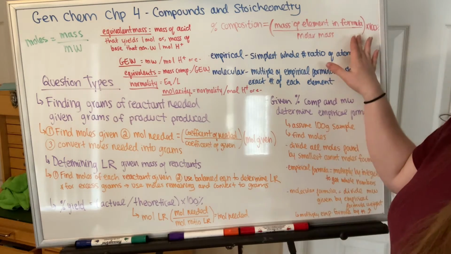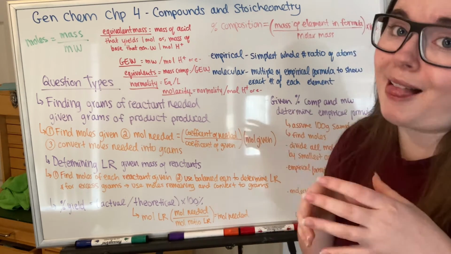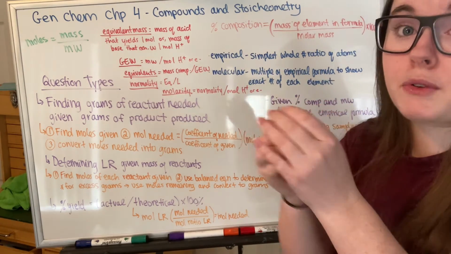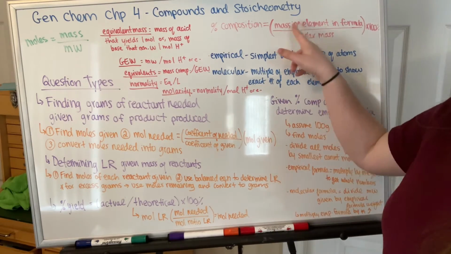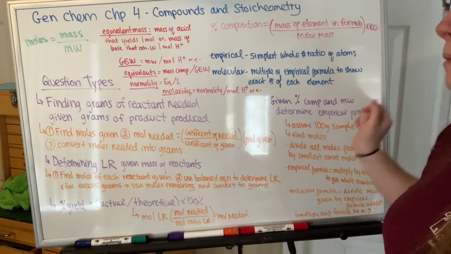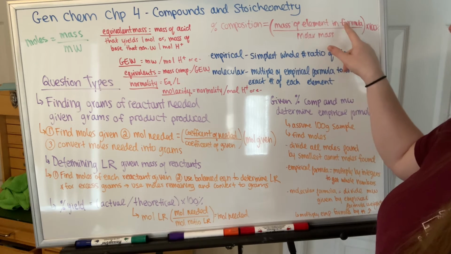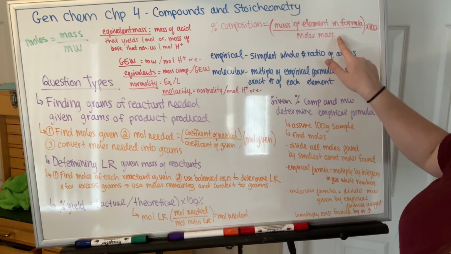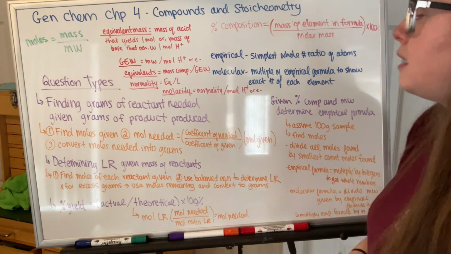And by this, I mean you're trying to find, in a compound, you have multiple elements. So if you want to know what percent of the whole compound one element makes up, that is the formula that you would use. So the mass of the element in the formula, and don't forget the subscripts included in this as well, divided by the molar mass of the whole compound. Next, we're looking at empirical and molecular formulas.